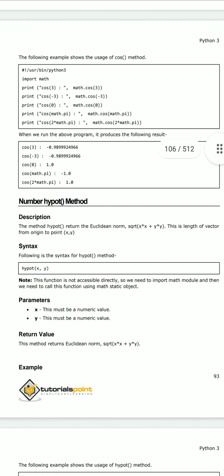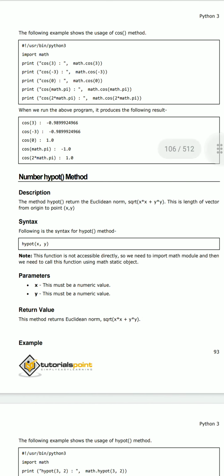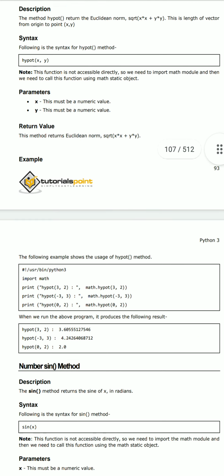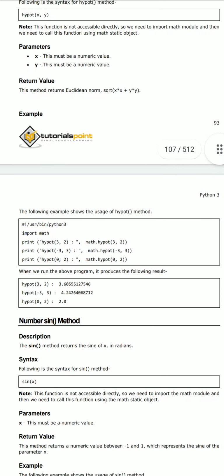And we have another method called hypot. That means it is a square root, in a paired format, that is, the square root of x square plus y square. This is the value of the hypot method. X and y both are numerical values. Suppose hypot of 3 comma 2 returns the value 3.60, and the hypot value for 0 comma 2 would be 2.0.